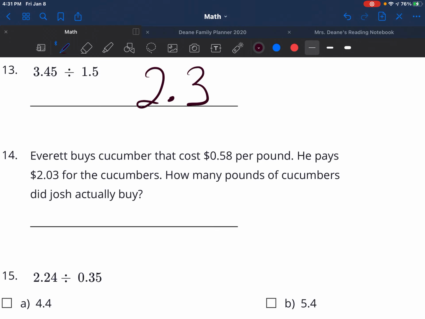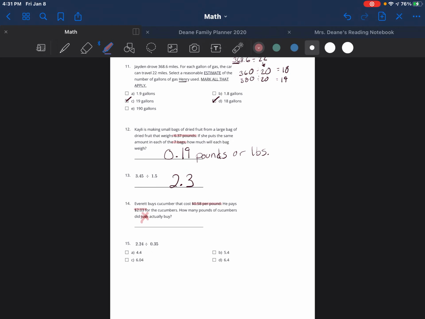Number 14 says, Everett buys cucumbers that cost 58 cents per pound. He pays $2.03 for the cucumbers. How many pounds of cucumbers did, oh brother, I did not change the name there either. Mrs. Deane did not do very good with these names. So how much did Everett actually buy?